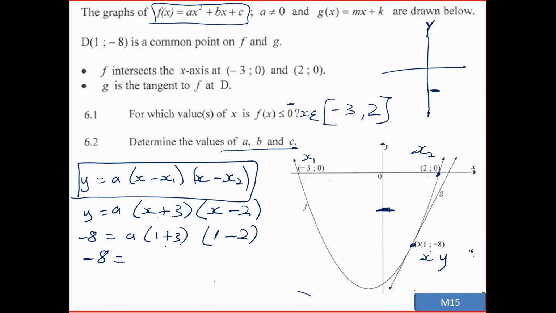1 plus 3 is 4. 1 minus 2 is minus 1. I just want to check. So we're going to have 4 times minus 1 is minus 4a. Divide that and we would get a to be 2. Thank you. Well done. So we got a to be 2.